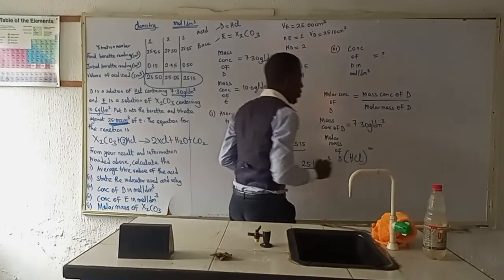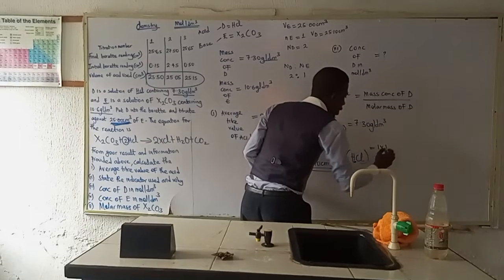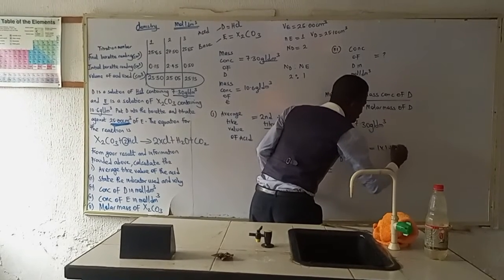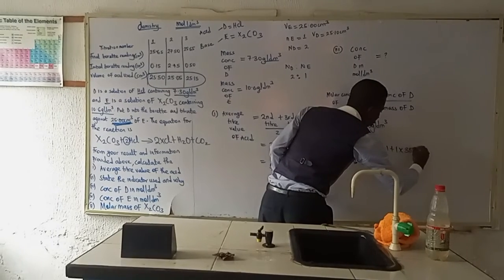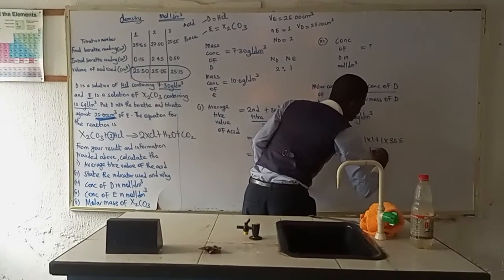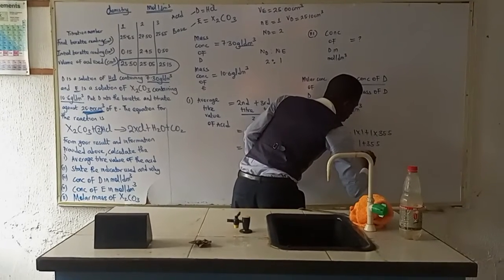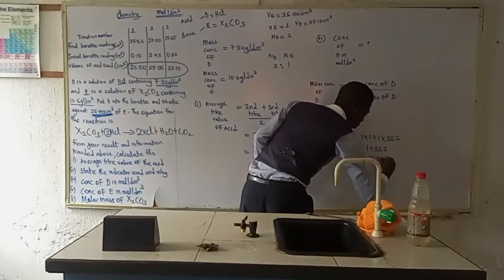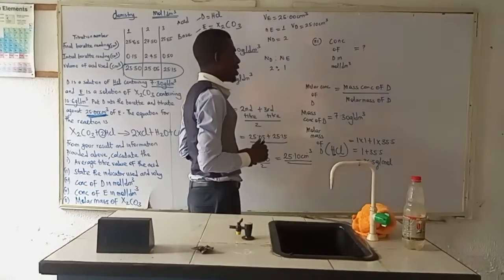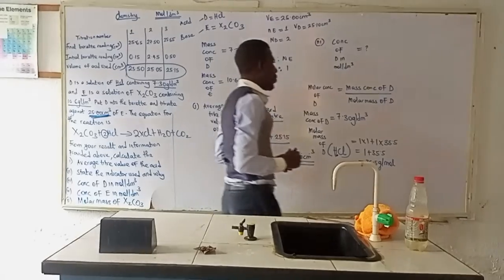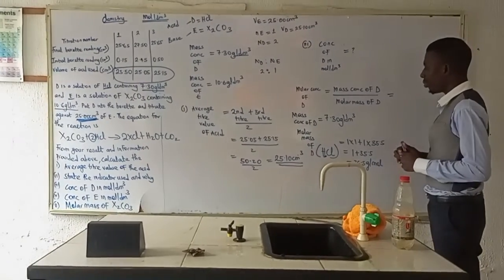I want to look for the molar mass. 1 times 1: the relative atomic mass of hydrogen is 1. And we have 1 atom of chlorine, with relative atomic mass 35.5. 1 times 1 is 1, plus 35.5, which is 36.5 gram per mole. That's the unit of molar mass, gram per mole.